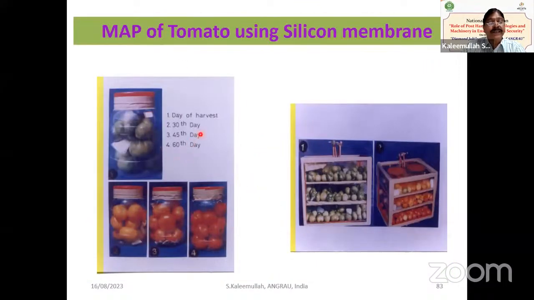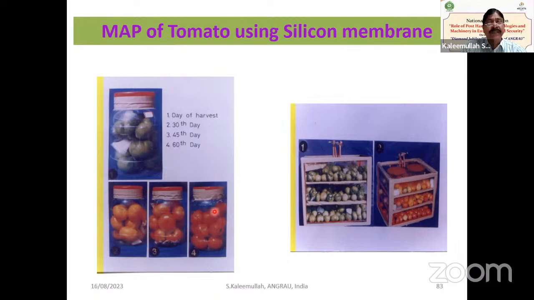And you can see here, these are the tomatoes. This experiment was conducted during the PhD work. This is the first day of the tomatoes, immediately after harvesting. And you can see this is the 30th day, 45th day, and 60th day of the tomatoes.